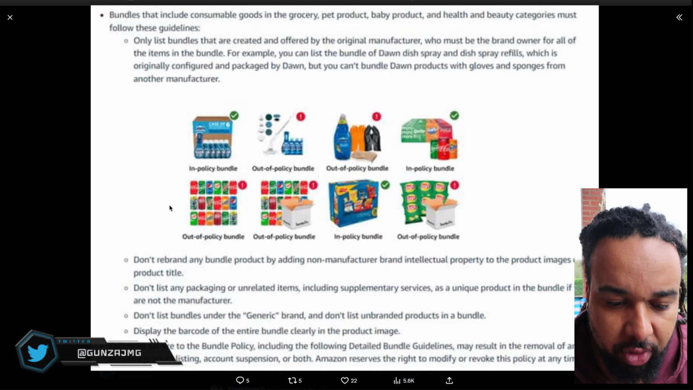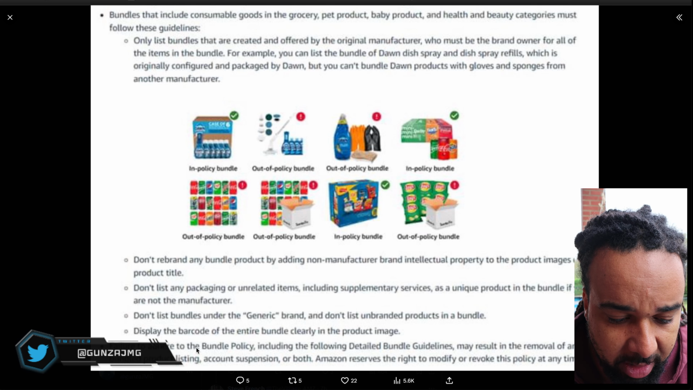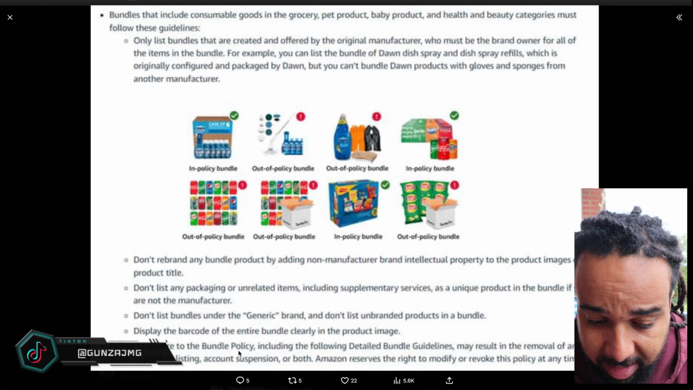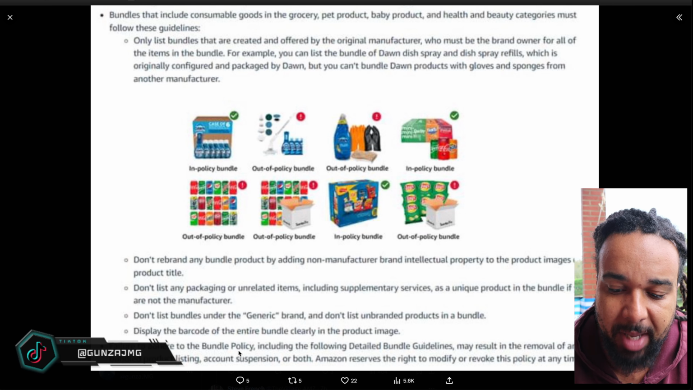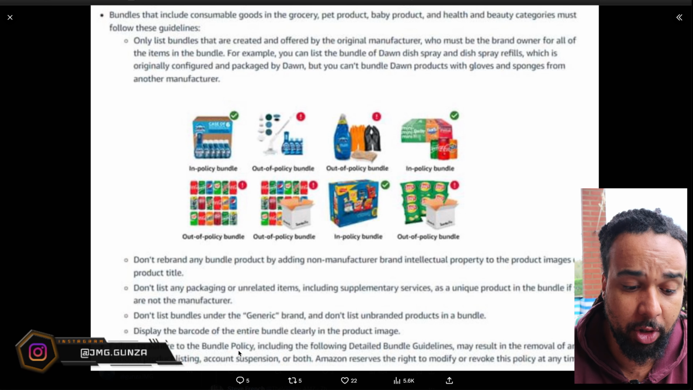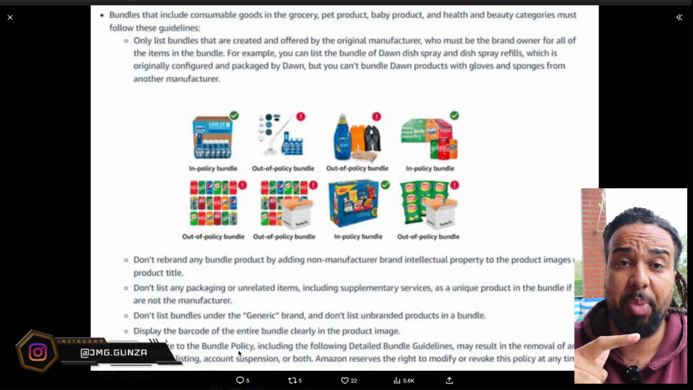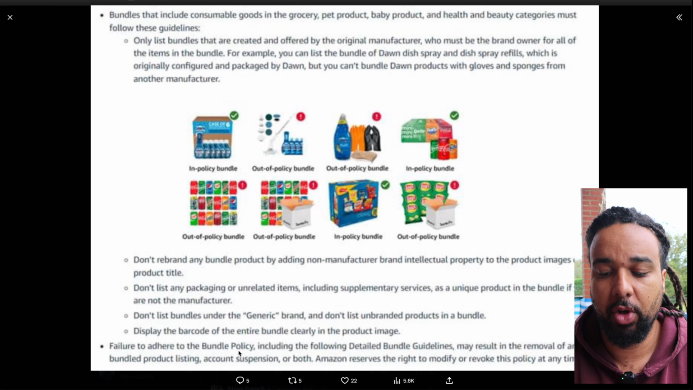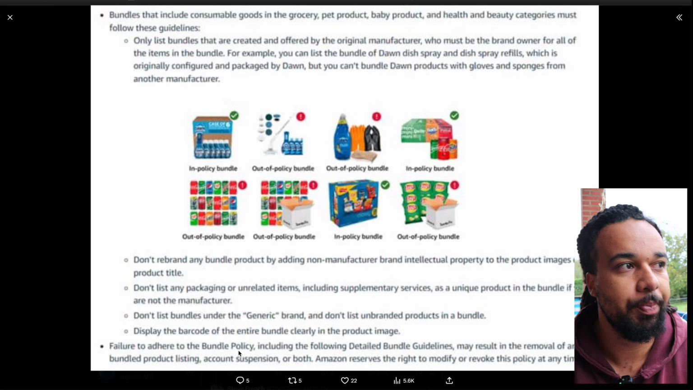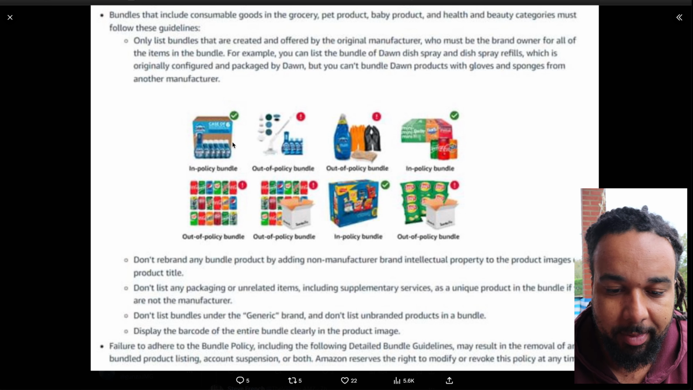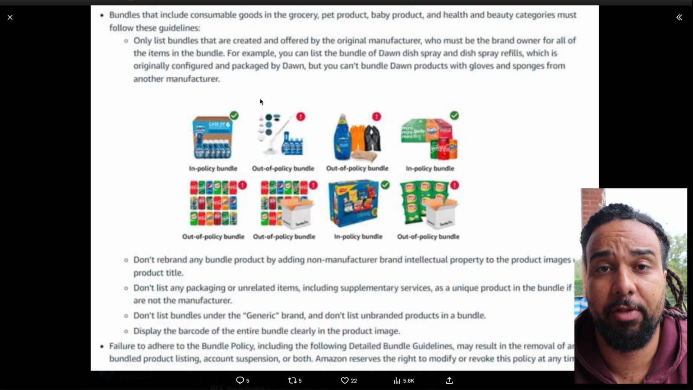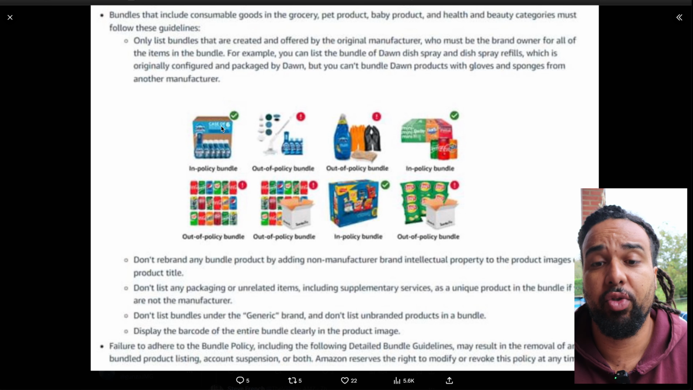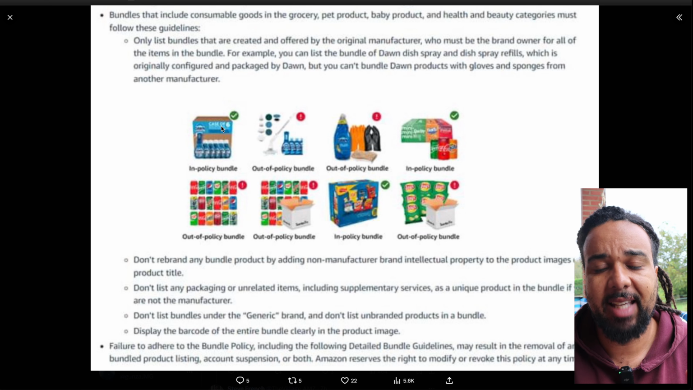We are actually going to read what they say. Failure to adhere to the bundle policy, including the following detailed bundle guidelines, may result in the removal of any bundle product listing, account suspensions, or both. Amazon reserves the right to modify or revoke this policy at any time, which they are not going to do. So I've been telling you guys forever that it was pretty risky. First of all, it is kind of risky.